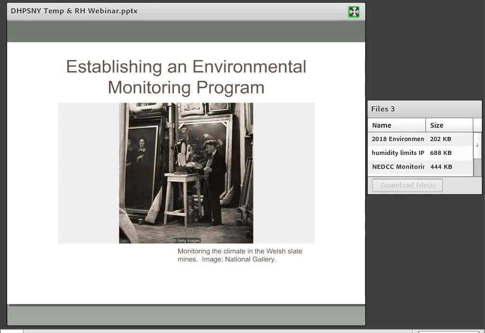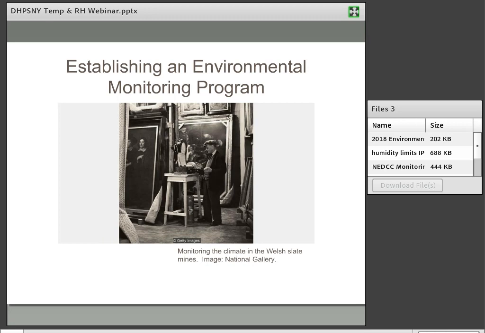So now that we've talked a little bit about how various temperature and RH values can affect materials, I'd like to talk about establishing an environmental monitoring program at your institution. This is a super important step toward getting control over the environment your collections are stored and exhibited in, which in turn is really one of the most important things you can do for the health of your collections. If there's one thing you can do that can have a huge amount of impact, it's getting a handle on those environmental parameters in your collection storage areas.